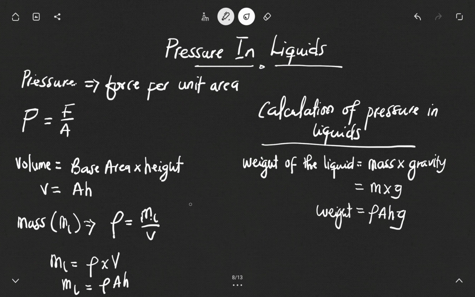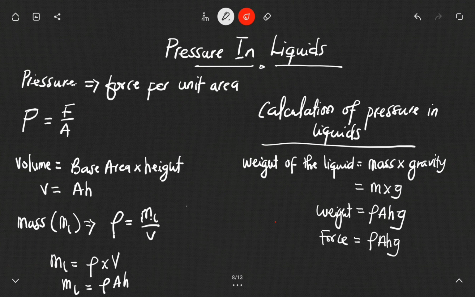Now we know that weight is equal to force, right? Weight is the same as force, so which directly means that this whole thing that we have over here, which is the weight, is the same as the force. So the force is equal to the density multiplied by the cross-sectional area multiplied by the height and multiplied by gravity. Now let's make the final deduction over here.